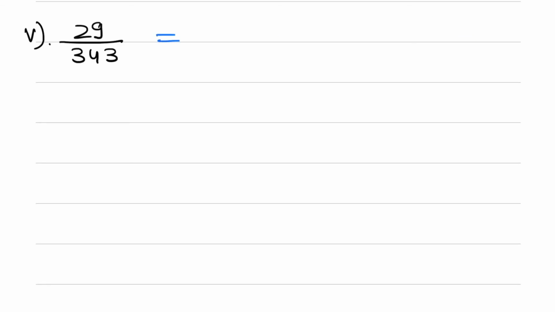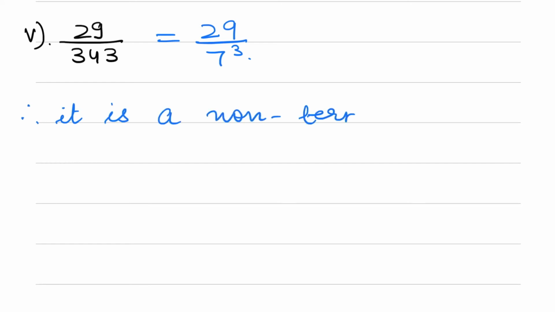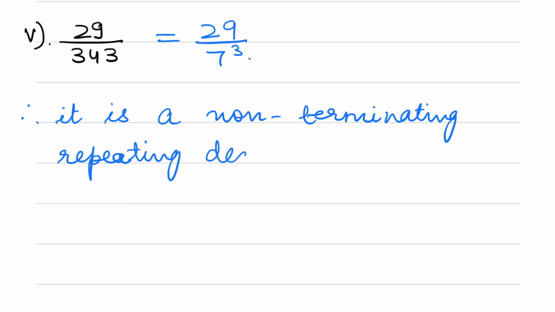Fifth part, it is 29 by 343. This can be written as 29 by 7 cube. So we can say it is a non-terminating repeating decimal expansion.